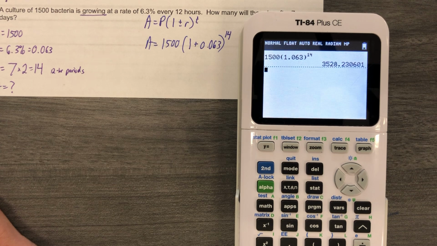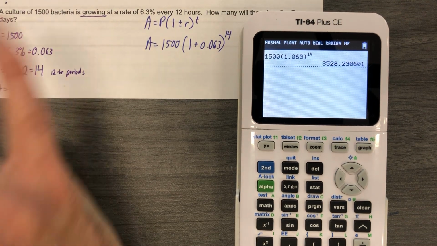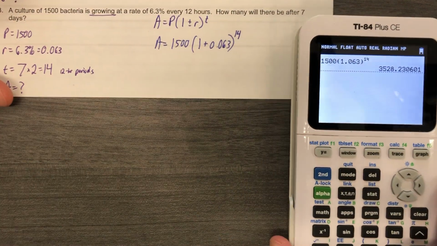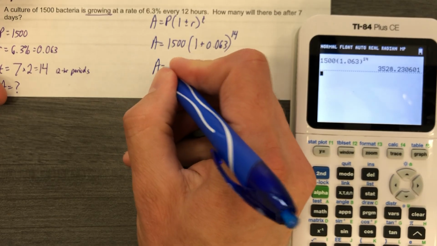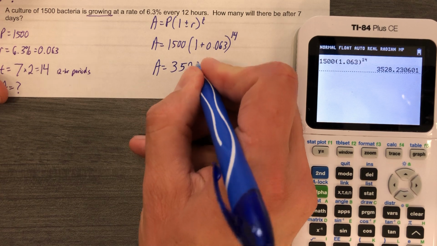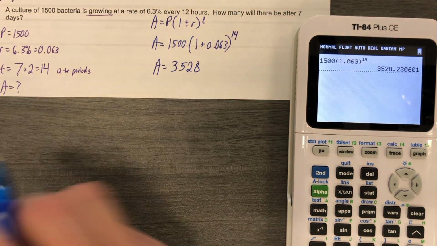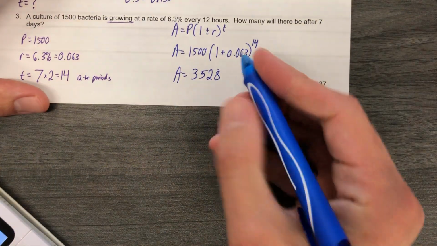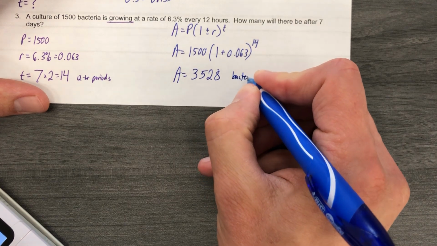Didn't tell you where to round, but let's be real honest. Bacteria comes in whole numbers. You wouldn't be like, look at that half a bacteria. I mean, you could if you were talking about how it's in the middle of cell division or something. But there we go. 3,528 bacteria.